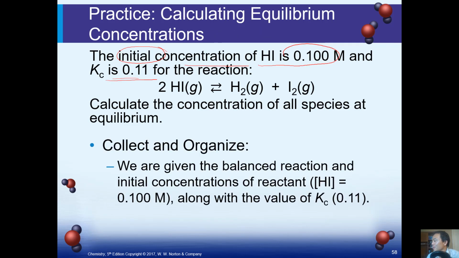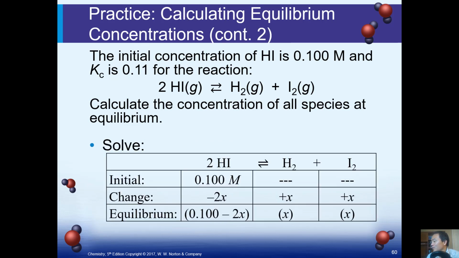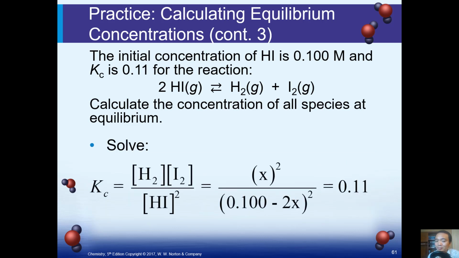This next one is what you see over here. Okay, solve for this. You set up the ICE table. Initially, no products. So here it's minus 2x because it's a reactant. It's going to be shifting to the right because we have no products to begin with. So after that, you have plus 2x and plus x. So you have the equilibrium concentrations as you see over here, and then you write the K. So K is written as you see over here.